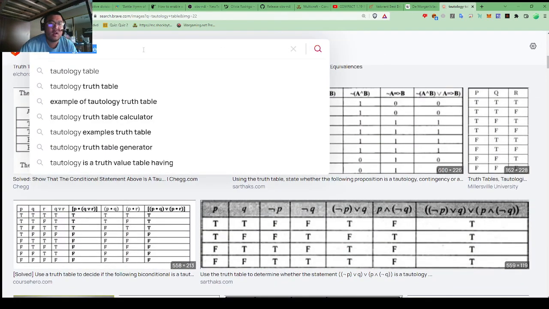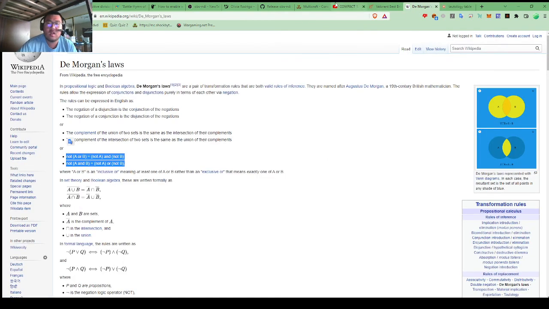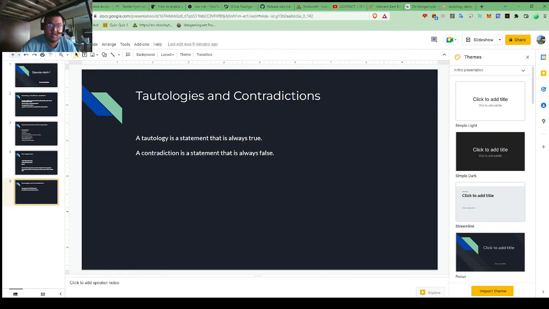Now, a contradiction, an example would be, this statement is false. That's going to be false either way you think about it.